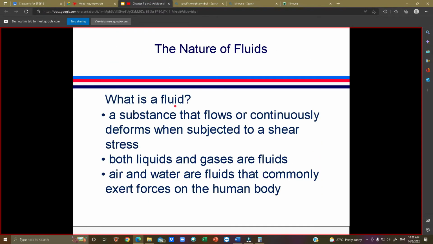Right. So what is a fluid? It can be described or defined as a substance that flows or continuously deforms when subjected to shear stress.